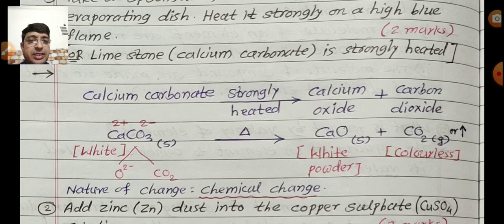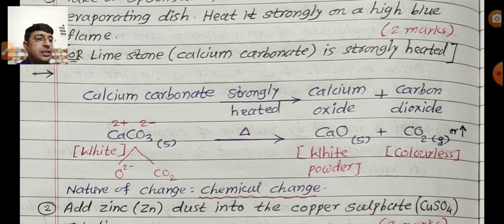Calcium carbonate, CaCO3. We know the valencies of both calcium and carbonate. Calcium valency 2 plus, carbonate is a polyatomic radical, valency 2. First of all, the carbonate radical splits into one oxygen and carbon dioxide gas is immediately released. Calcium carbonate is white in color. Now heat is indicated by a triangle symbol. Then it forms white powder CaO, that is calcium oxide, plus carbon dioxide gas is released.